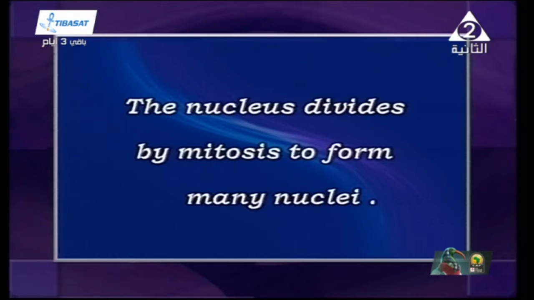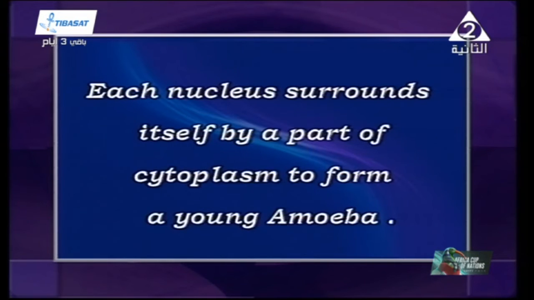An uncountable number of nuclei, many nuclei. After division, each nucleus surrounds itself by a part of cytoplasm to form what? To form a young individual. In the case of amoeba, to form a young amoeba. So we have here something called repeated binary fission or encystment.